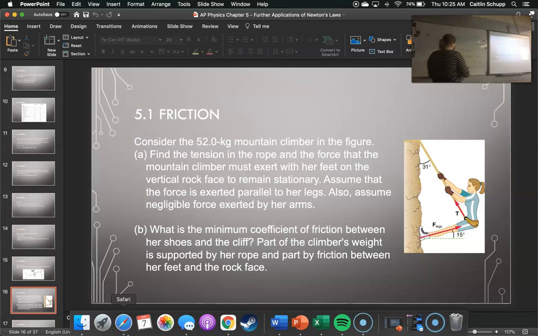All right, next one's going to be the minimum coefficient of friction between her shoes and the cliff if she's not moving. So it's part of the climber's weight is supported by her rope and part by friction between her feet and the rock face. So how are we going to calculate that coefficient of friction?